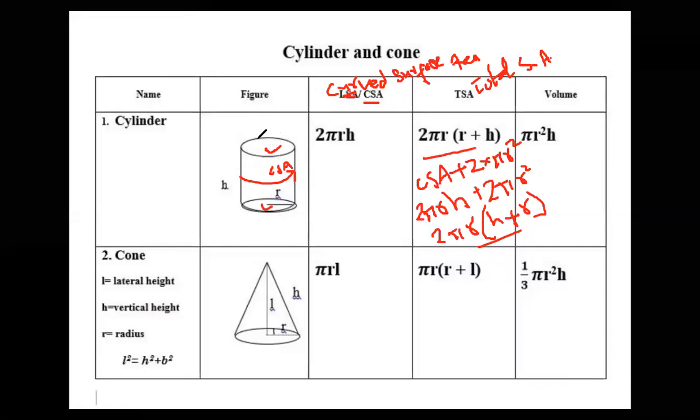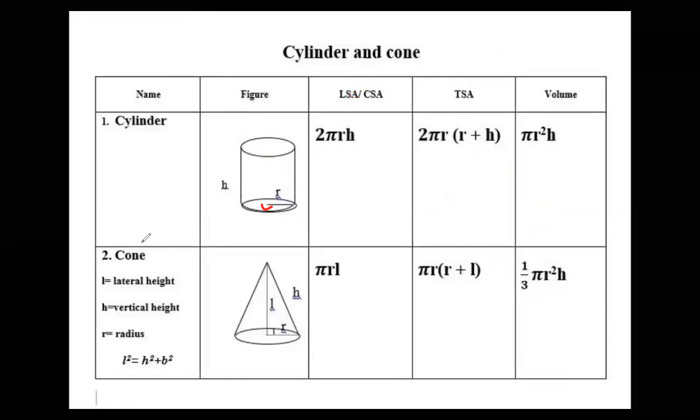Volume means how much does it occupy? Okay, how much space does it occupy? That is called the volume. If you pour water, liquid, anything if you keep it here, then how much can be accumulated? How much volume fits here, that is called the volume. Okay, so this is all about the formula. Now let us talk about the cone.